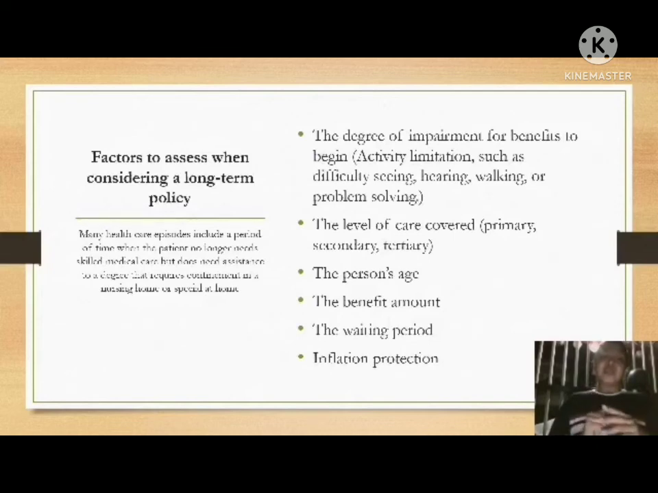Factors to assess when considering a long-term care policy: the degree of impairment for benefits to begin, such as difficulty seeing, hearing, walking, or problem solving; the level of care covered, which may be primary, secondary, or tertiary; the person's age; the benefit amount; the waiting period; and lastly, inflation protection.